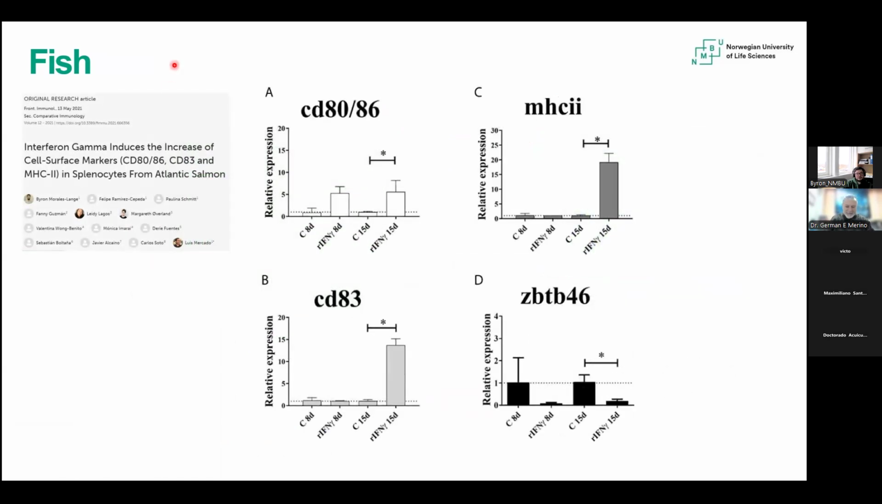These are the co-stimulatory signals. This is a marker for dendritic cell maturity, and this is in fish. This is a global transcriptional factor that induces the progression of these professional cells, and MHC2, so it's a professional one.